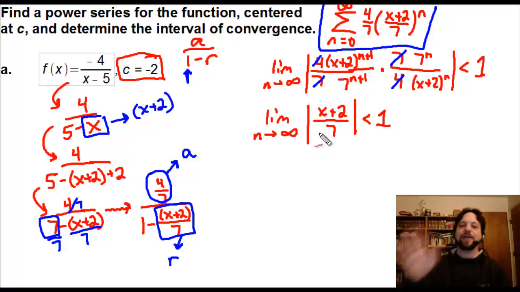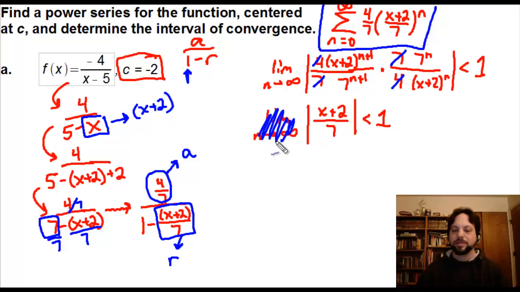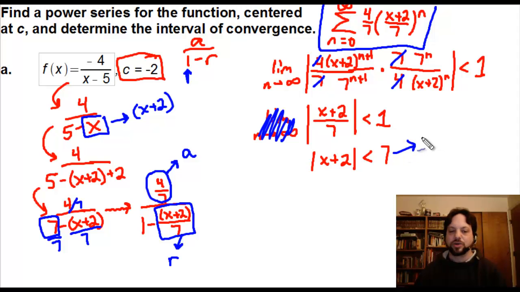Now, fortunately, I don't have any n's left. So what I can do is go ahead and get rid of this limit situation here. I will end up with the absolute value of x plus 2 is less than 7. And so, of course, 7 is going to become my radius of convergence. Because 7 is my radius of convergence, when I apply that to the center, which of course was -2, if I have -2 minus 7, that will give me -9, and if I have -2 plus 7, that will give me 5.